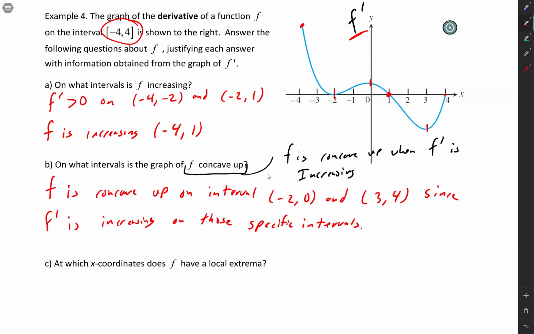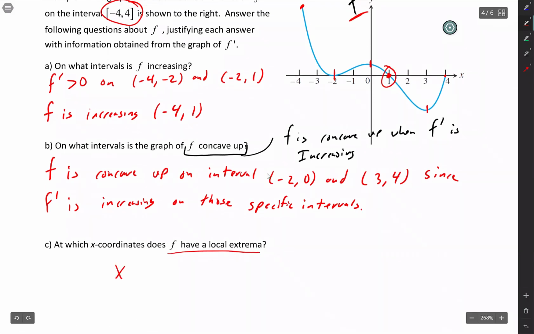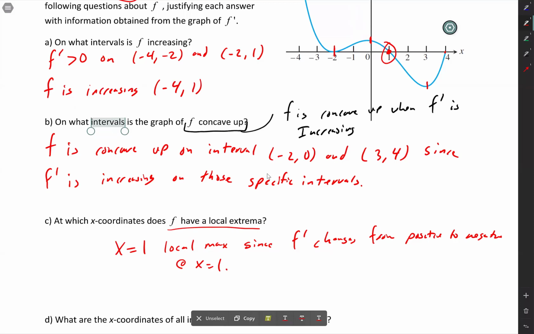Okay, I'll start again. Where does F have local extrema? I don't think anyone can deny that x equals 1 is for sure a local extreme. The derivative, F prime, is changing from positive to negative. So that is a local max, since F prime changes sign from positive to negative at x equals 1.